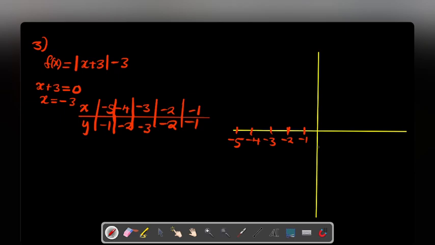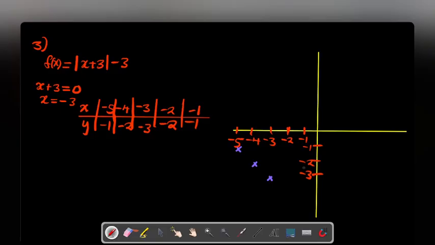So negative values: this is -1, this is -2, then this is -3. Now plotting, we have -5, -1, so we have a point right here. Then -4, -2, so we have a point just here. And -3, -3, so here we have a point somewhere here. So this is where we have our vertex.